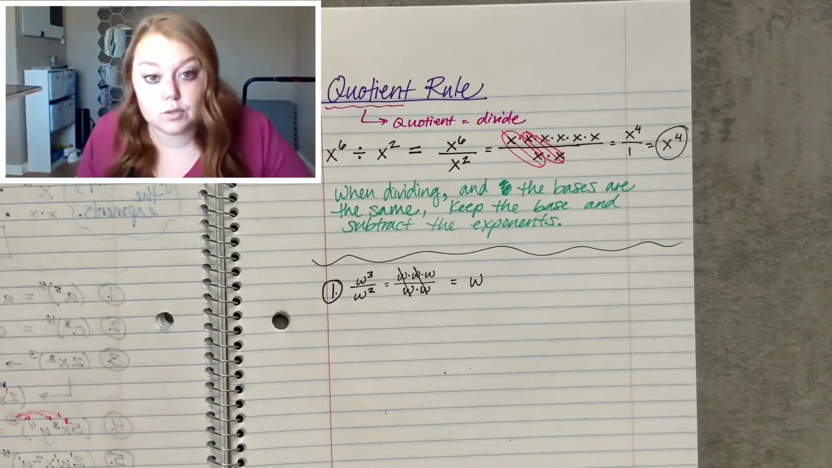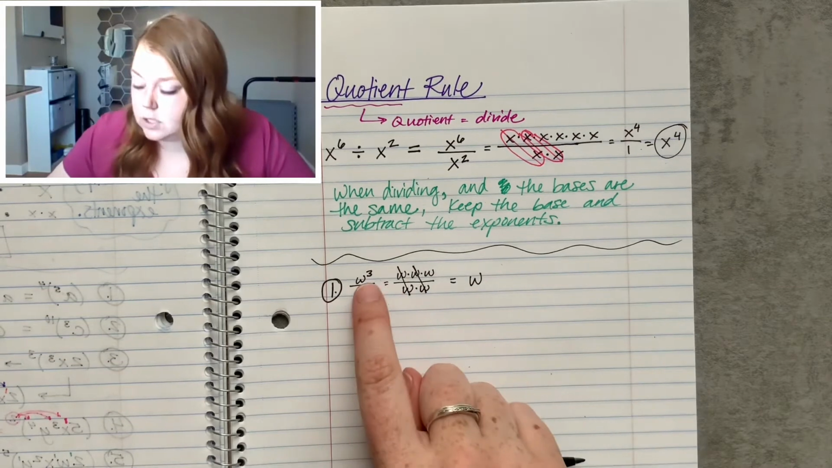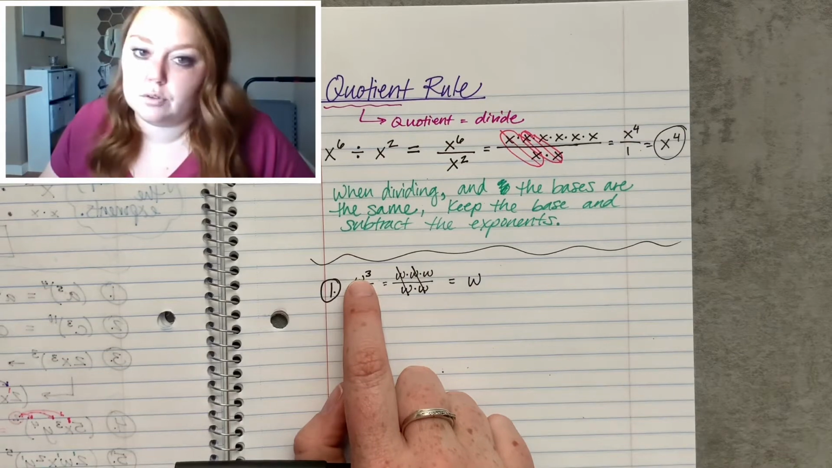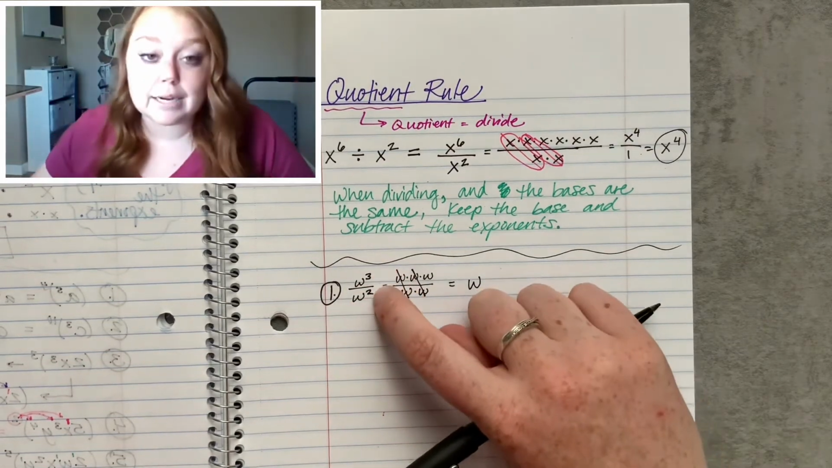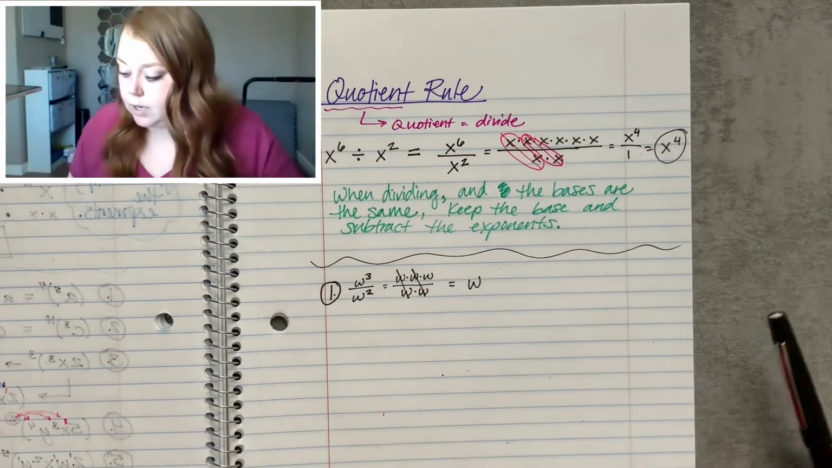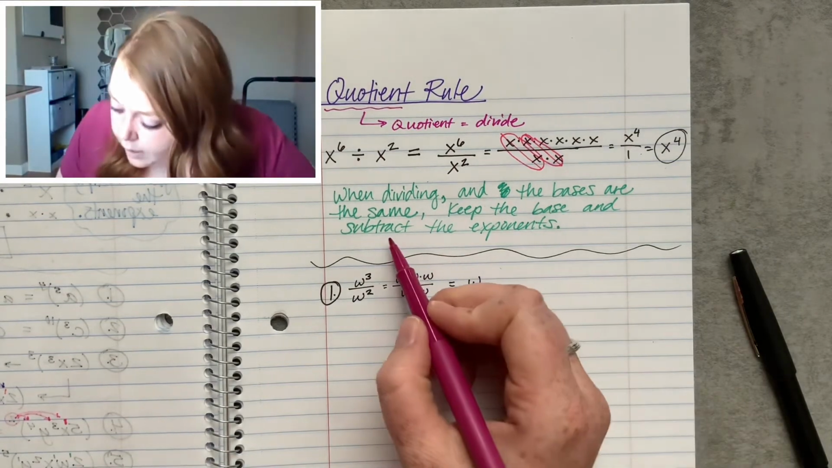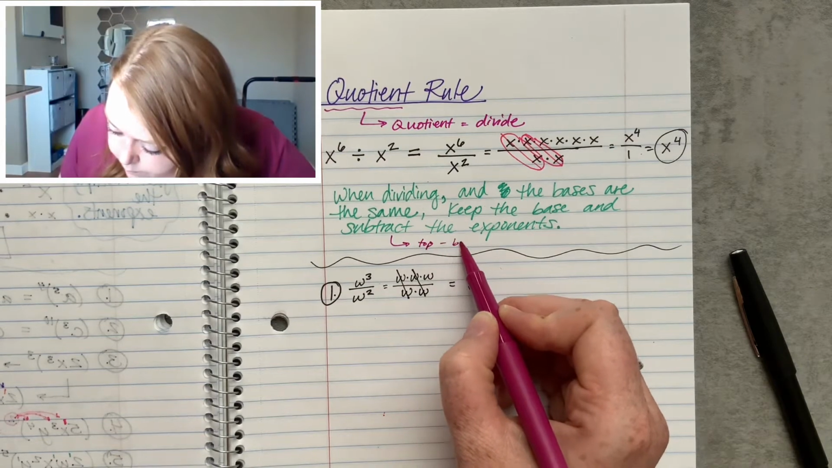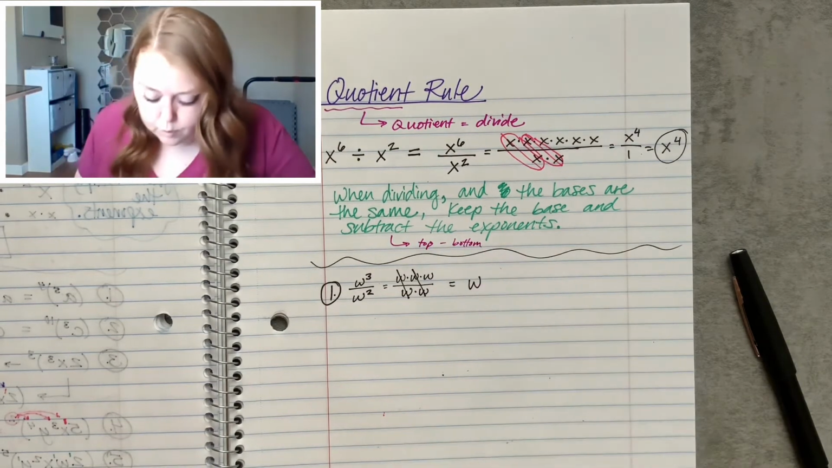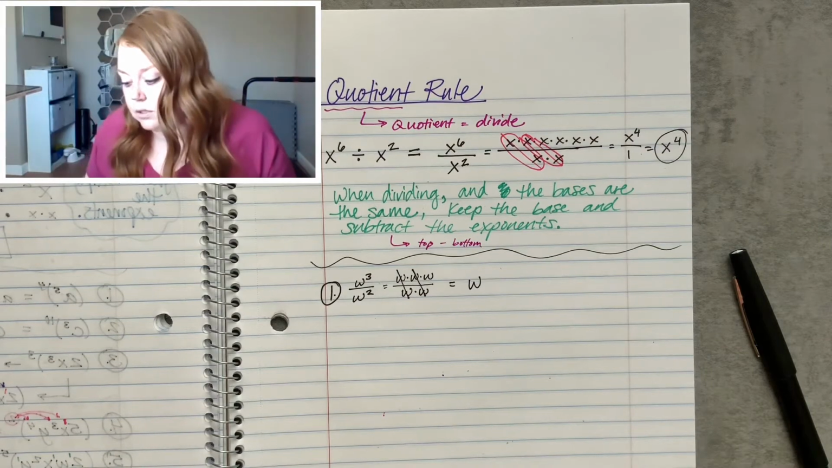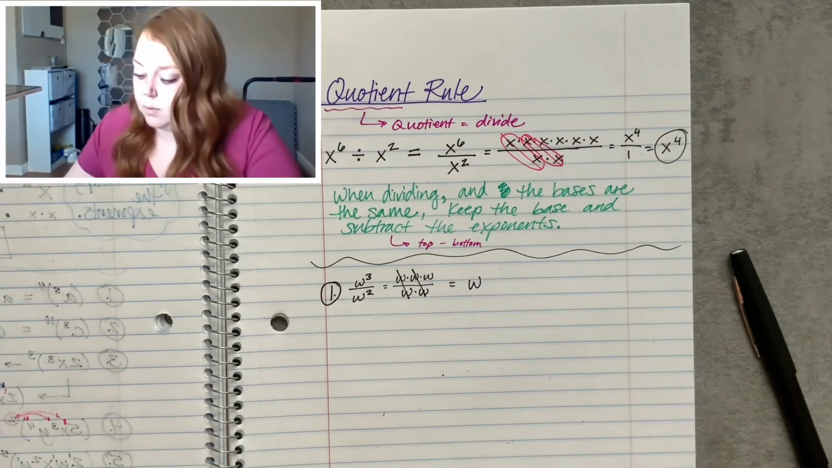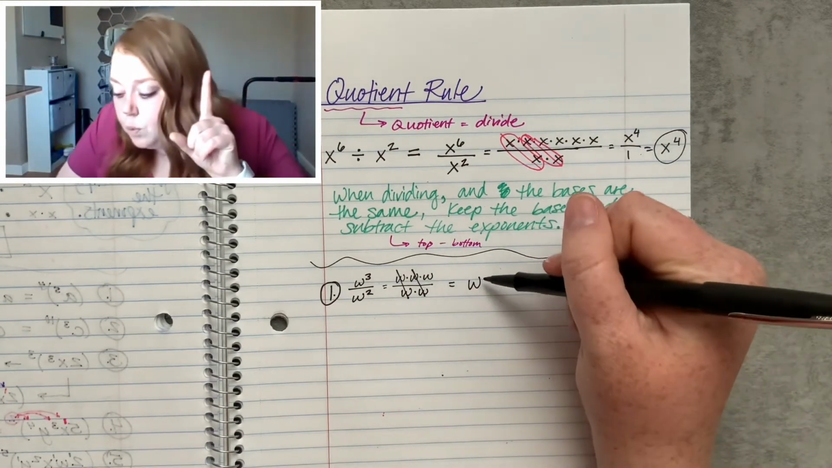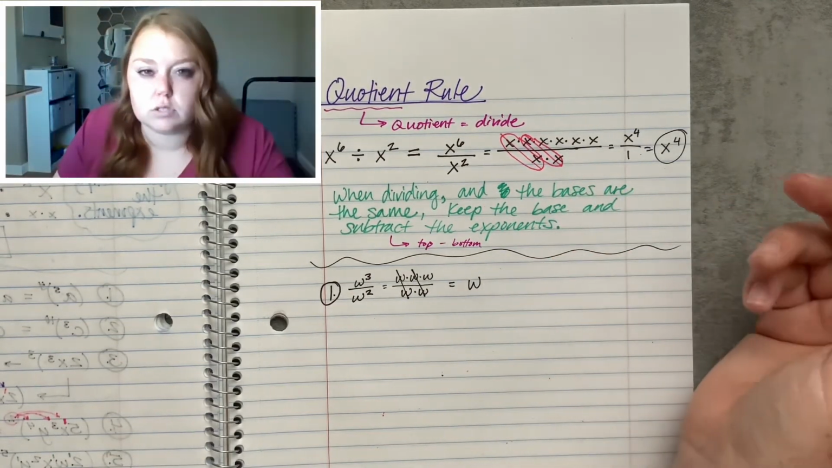We could also use the quotient rule, which is what you're going to use on the rest of this page anyway. The quotient rule says when dividing and the bases are the same, you just subtract the exponents, top minus bottom. In fact, you might want to add that right here: top minus bottom. So the power in the numerator subtracted by the power in the denominator. 3 minus 2 is 1. If you wanted to put the 1 there, you could, it's just not necessary.